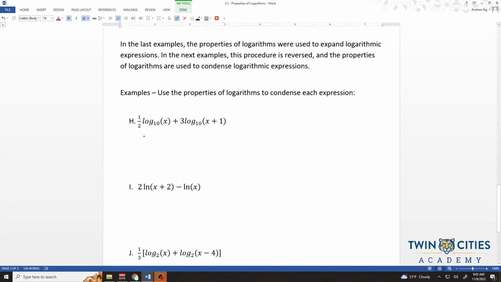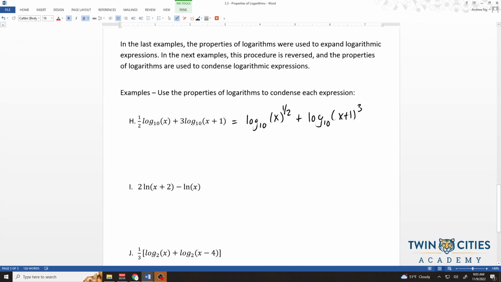I've got 1/2 times the log base 10 of x plus 3 times log base 10 of x plus 1. Each of these coefficients I can bring into what I'm taking the logarithm of and use as a power. So this is the same as log base 10 of x to the 1/2, and then I've still got plus, and then take this 3 and bring that over here as well. So this is log base 10 of x plus 1 to the 3rd power.